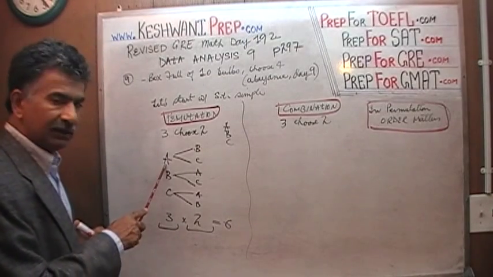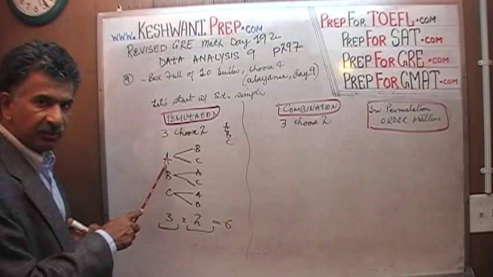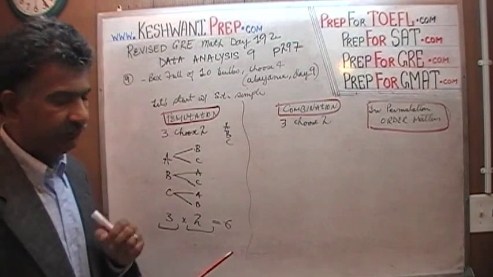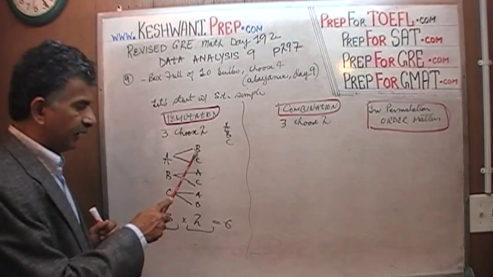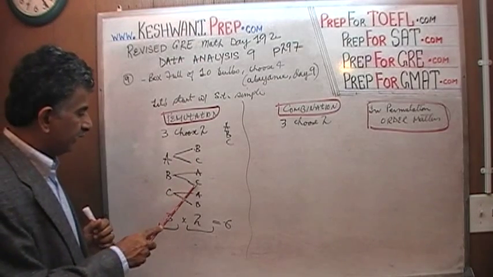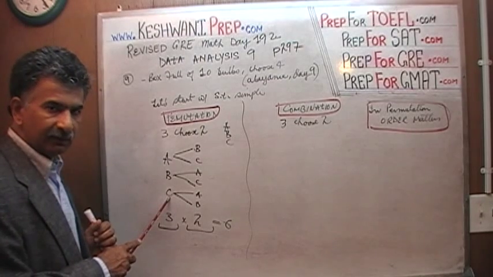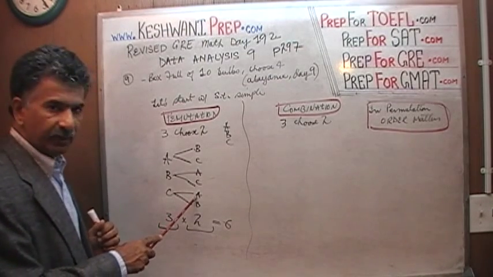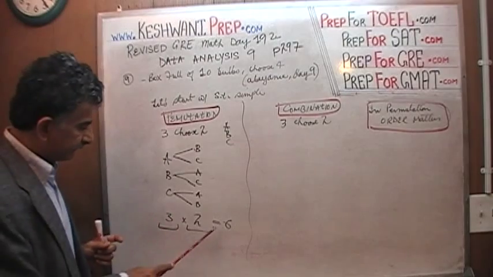So if we choose A the first time around, for the second spot, the spots have significance, we can either choose B or C. If we pick B for the first spot, then we can choose either A or C. If we pick C for the first spot, for the second spot, we can choose either A or B. There are 6 different ways.